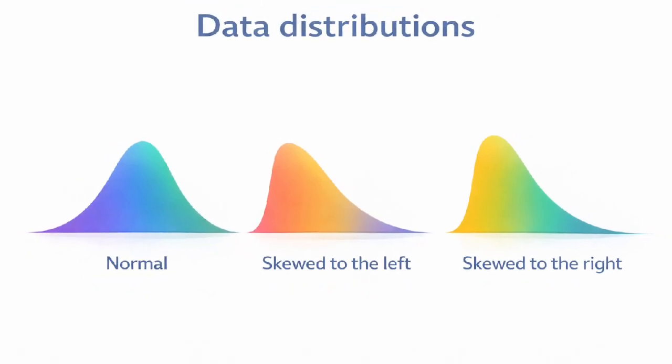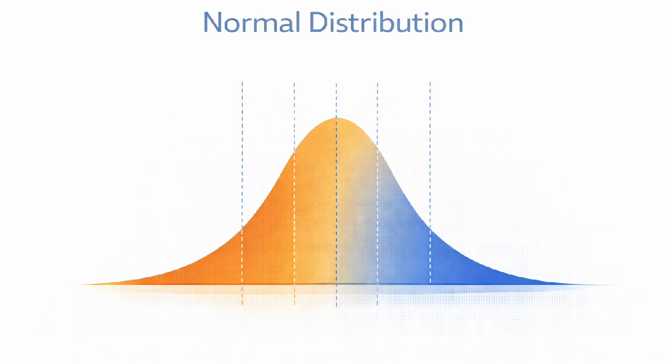Another important use of statistics in machine learning is understanding data distributions. A distribution shows how data values are spread. One of the most common distributions in machine learning is the normal distribution, also called the bell curve, which appears in many real-world datasets. In the upcoming videos, we will learn in depth about each topic one by one.